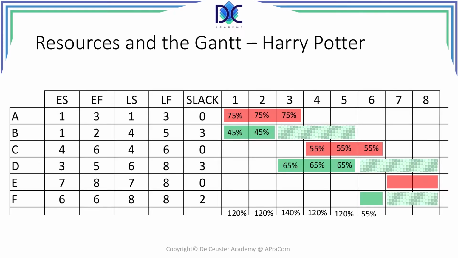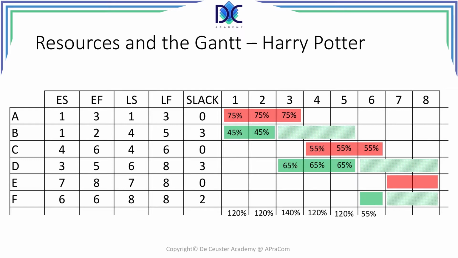Let's look at the Gantt chart and resources. I used my dear old friend Harry Potter because of his magical knowledge. Unfortunately, in the Muggle world, you cannot use magic, so Harry has to work like anybody else. I allocated the resource on activity A for 75%, on activity B for 45%, and so on.